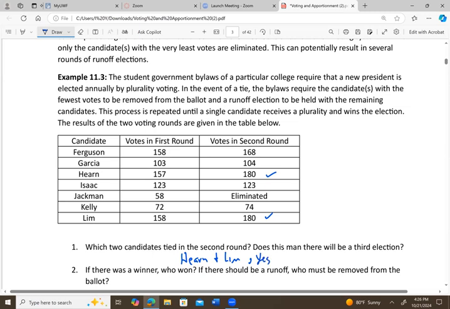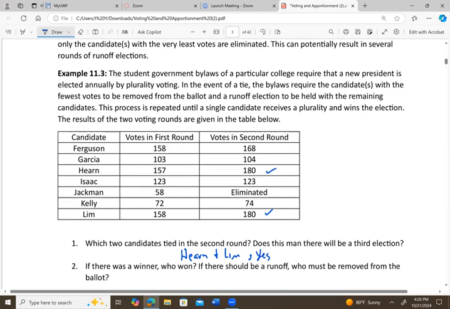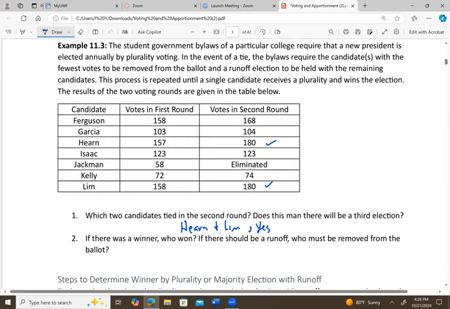Yes. There wasn't a winner. If there should be a runoff, who must be removed from the ballot? Who received the least votes in the second round? And that is Kelly. So Kelly would be eliminated, and then we'd revote for a third time.